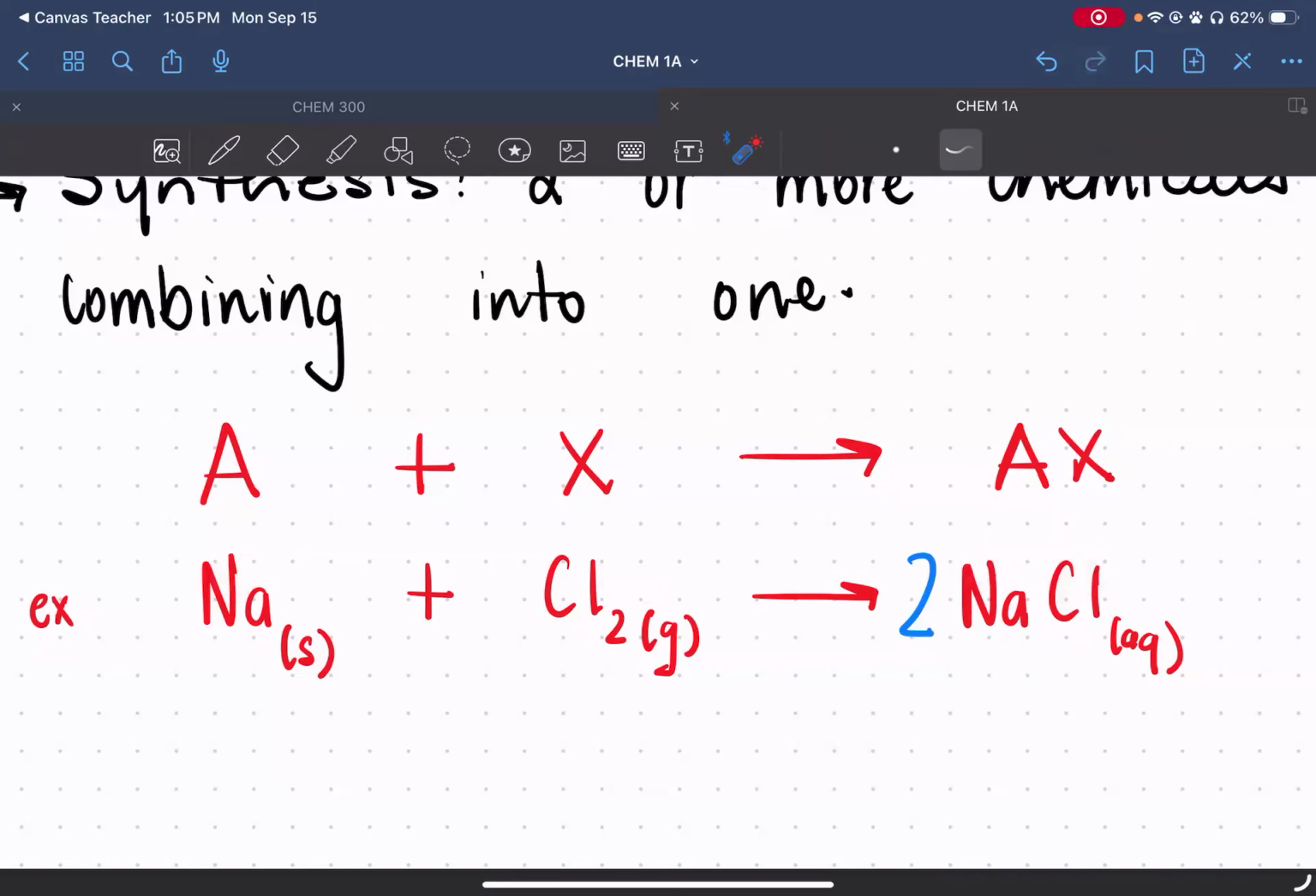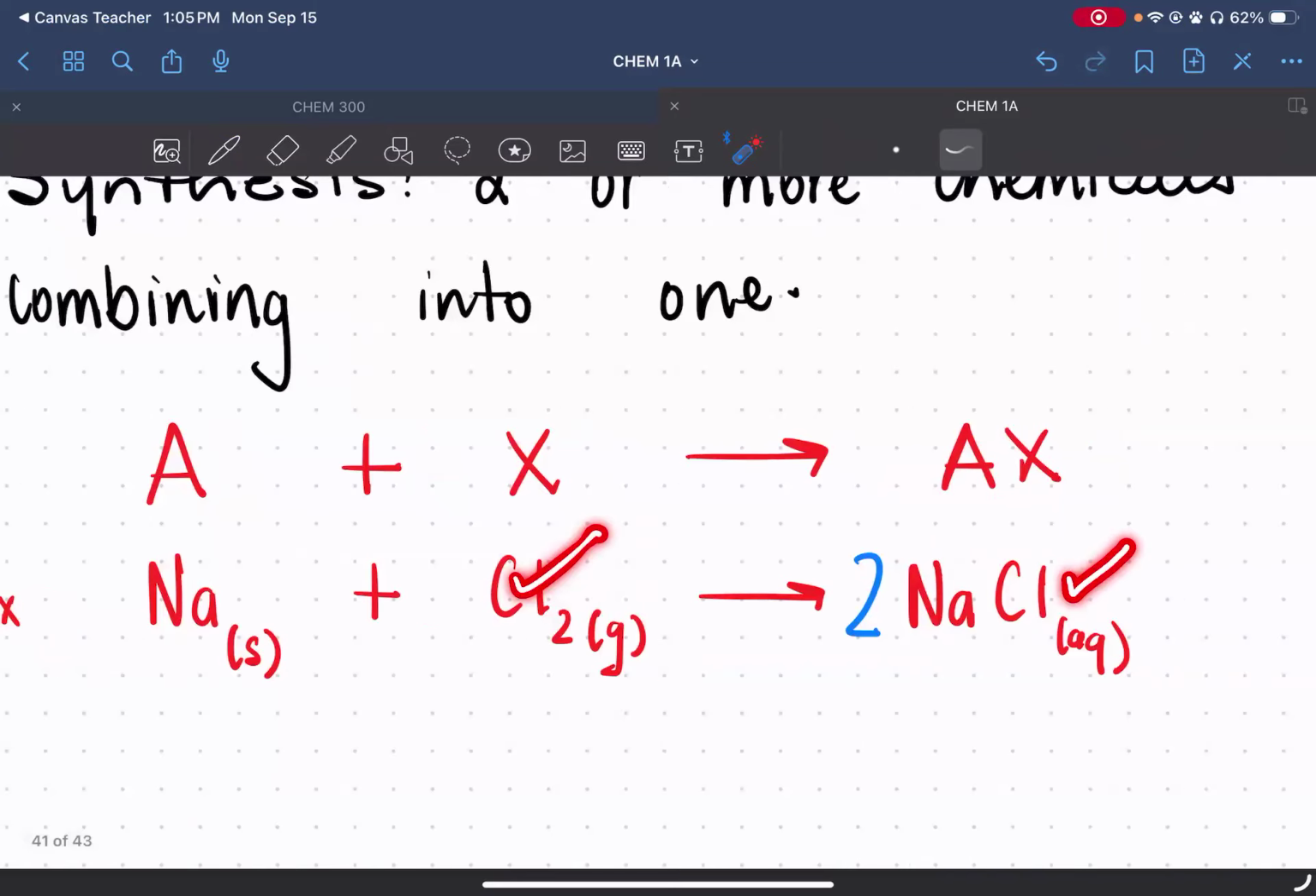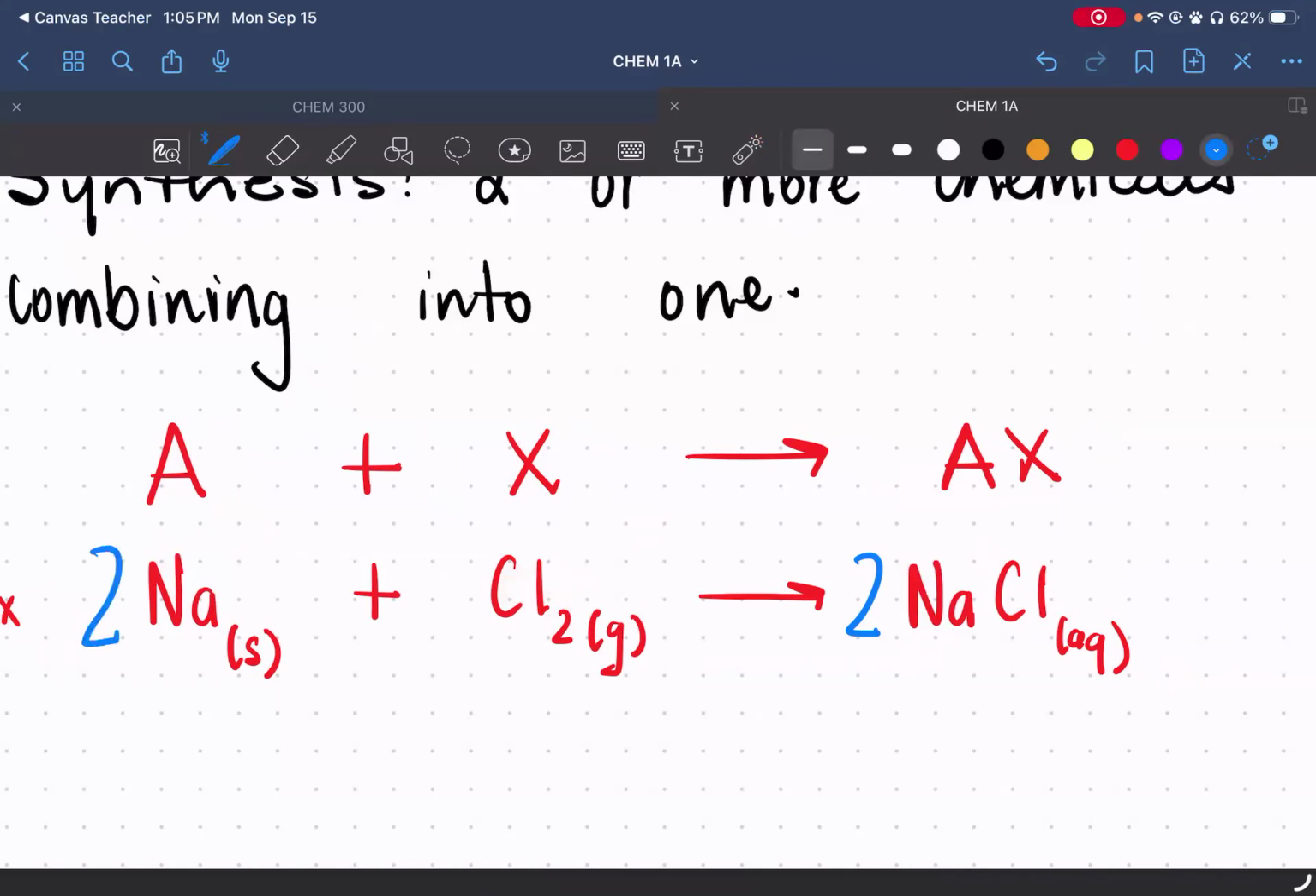Now that I've balanced the chlorine, it is now right, but the sodium is wrong. No big deal though. I just fixed that by putting 2 in front of the sodium as well. Everything is balanced. The charges make sense. Everything comes together.